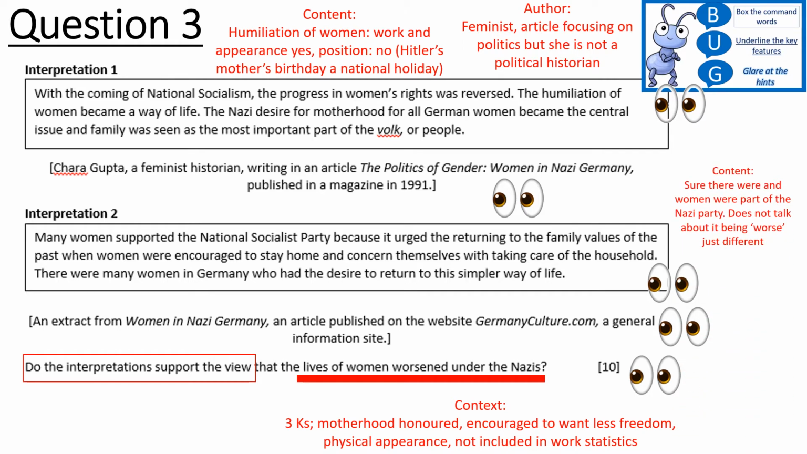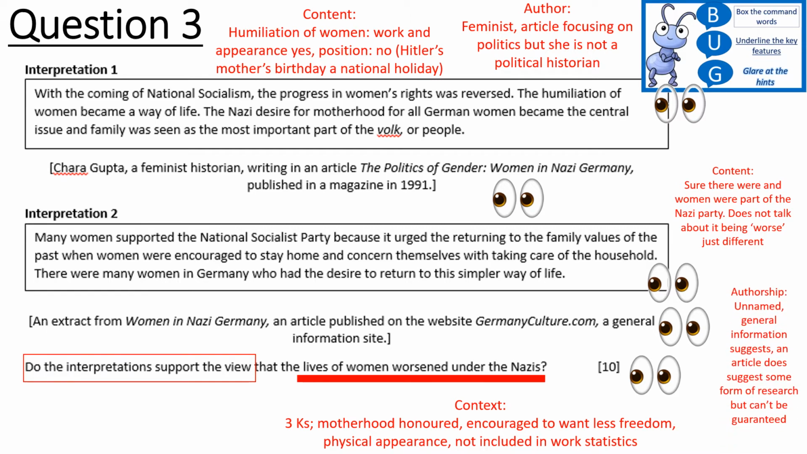For interpretation 2, this interpretation is talking about women actually accepting their new role because they wanted a simpler way of life. And I'm sure that was true. And it doesn't talk about being worse, it talks about being different. So this interpretation does not support the view that women's lives became worse. They actually wanted it.